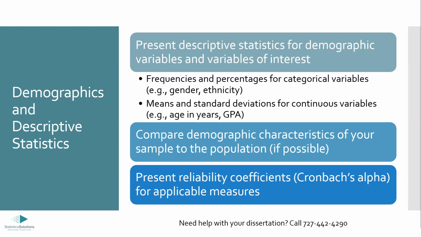And so you'll want to provide things like frequencies and percentages for any categorical variables. So this can include things like gender or ethnicity, and provide things like means and standard deviations for continuous variables. So this might be something like someone's age in years or GPA.